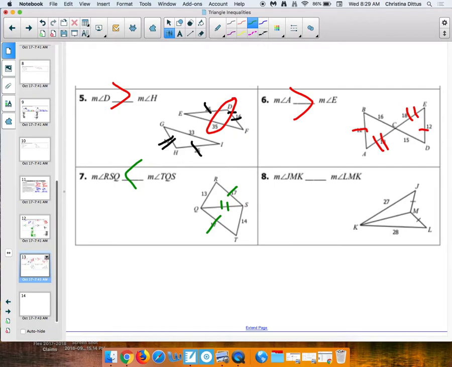And the last one. What side's the same? The middle is shared, these two are marked. So I've got to compare which numbers? 27, 28. So which angle's bigger? 28. So this one. Questions? This is easy.